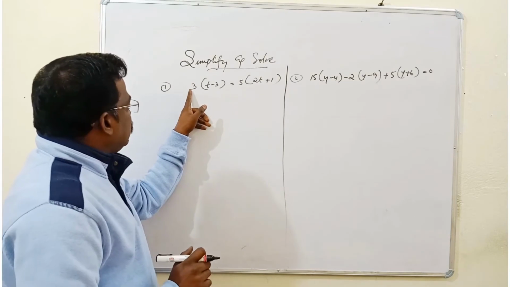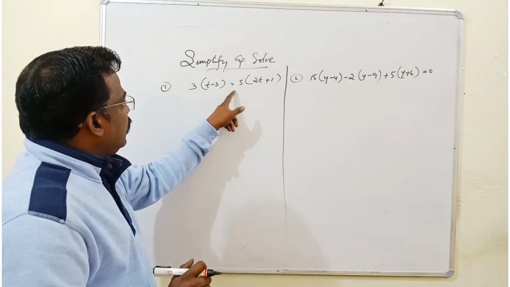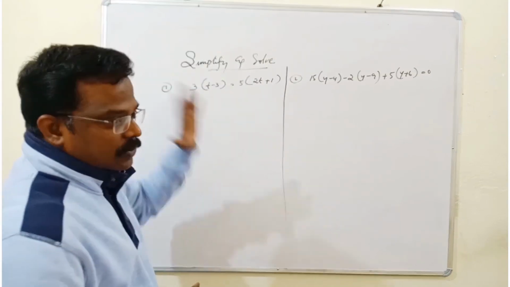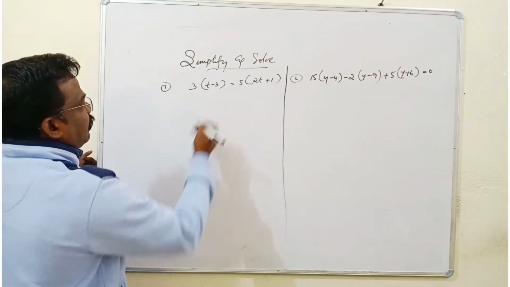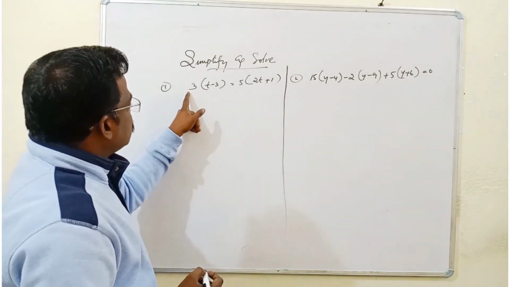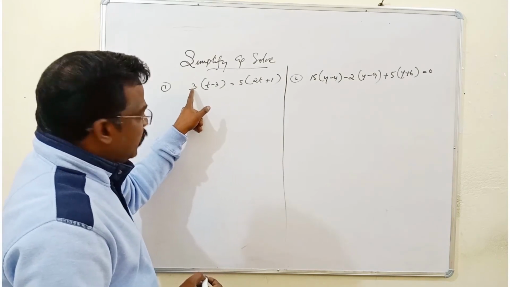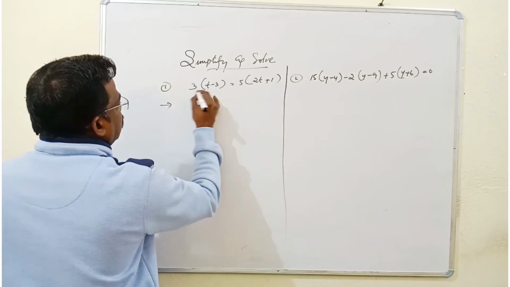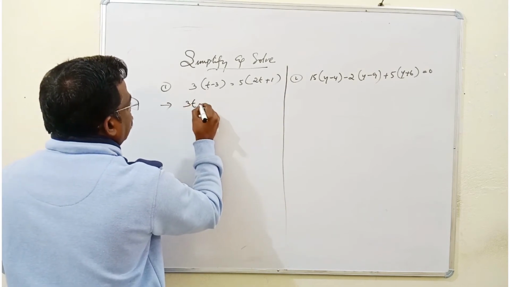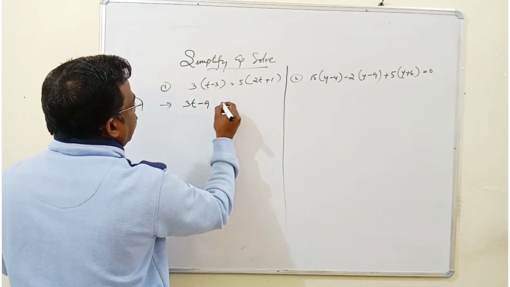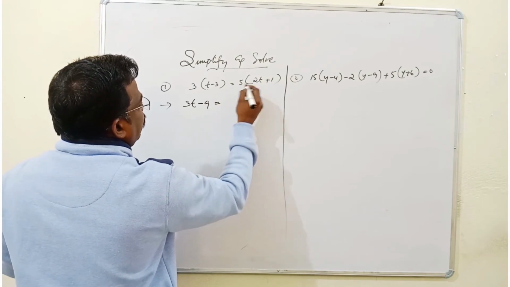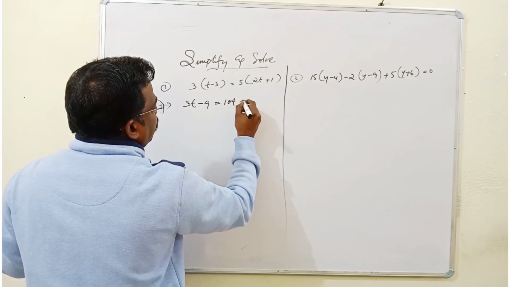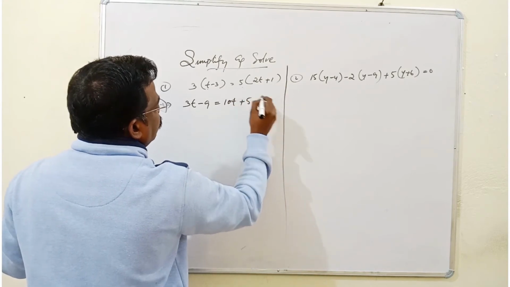So here 3 into t minus 3 equals 5 into 2t plus 1. This is the first question. So let us see what we want to do here. So 3 is outside the bracket, so we have to multiply these two terms with the 3. So here 3 into t, 3t. Minus 3 into 3, 9. That equals, so 5 into 2t, 5 2s are 10, 10t plus 5 into 1, 5.